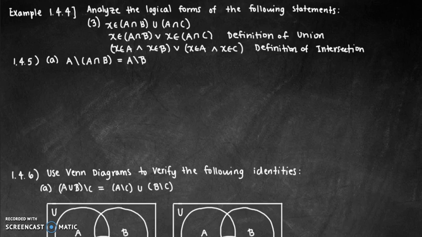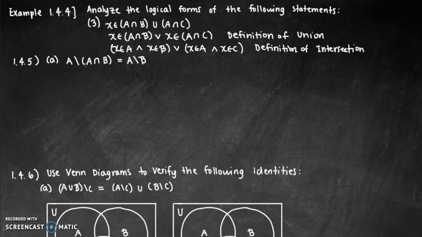Now for 1.4.5, part A. It wants us to verify this identity by writing out, using logical symbols and the equivalence laws, what it means for an object X to be an element of each set. When we need to show that things are equivalent, we take what's on the left side of the equality and show through a series of steps that it becomes what's on the right side. So let's start with the left side here.